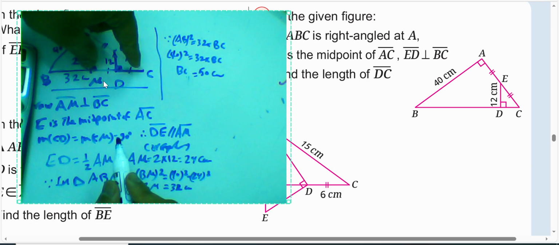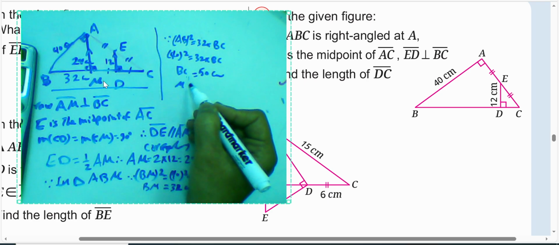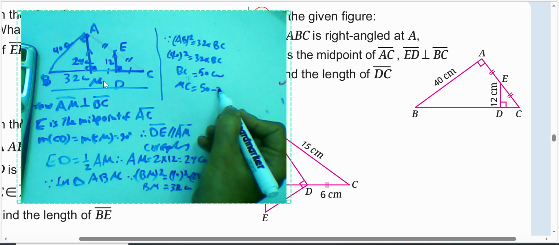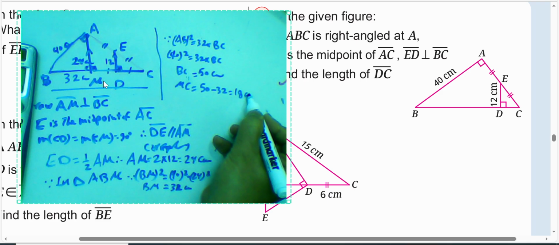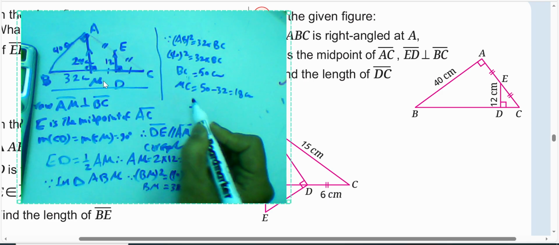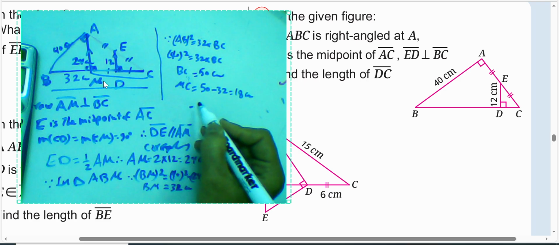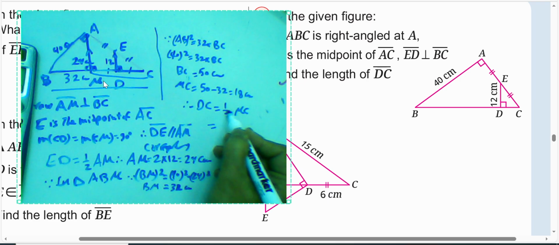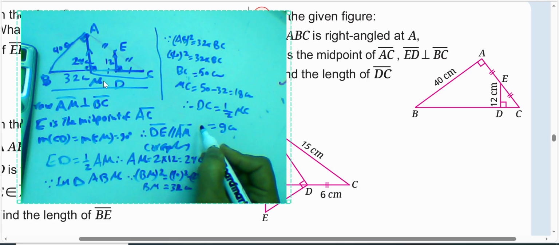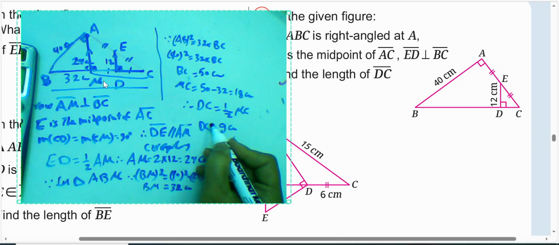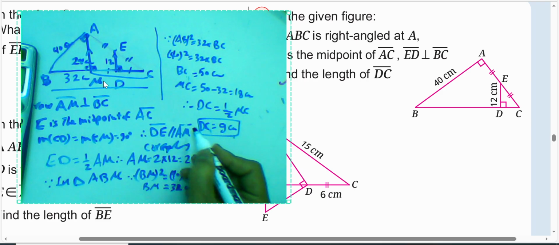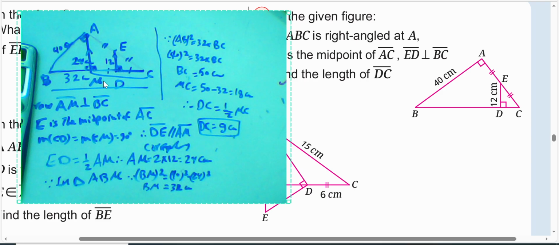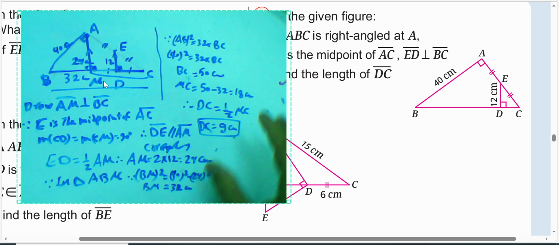Okay, now we can find the length of MC. Right, 50 subtract 32 equals 18 centimeter. This line segment will be 18. Then the last length DC will be half of MC. Half of 18 equals 9 centimeters. Then DC equals 9 centimeter. Okay, understood?